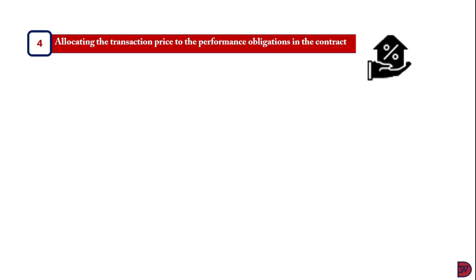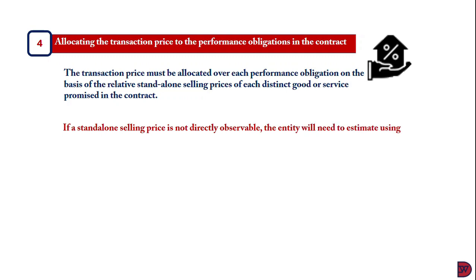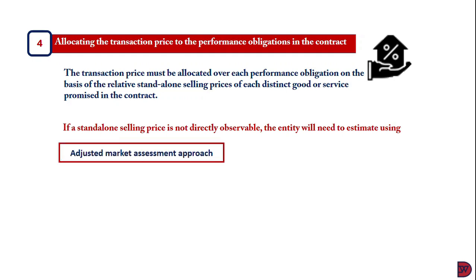We move on to the fourth step, which is allocating the transaction price to the performance obligation in the contract. So the transaction price must be allocated over each performance obligation on the basis of the relative standalone selling prices of each distinct goods or services promised in the contract. Now, if a standalone selling price is not directly observable, the entity will need to estimate it using the following methods. The first of which is adjusted market assessment approach.